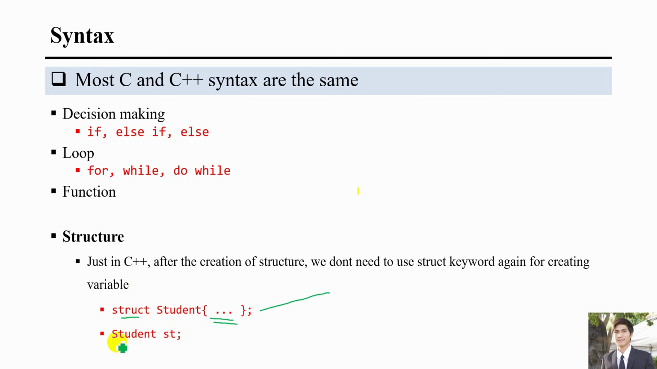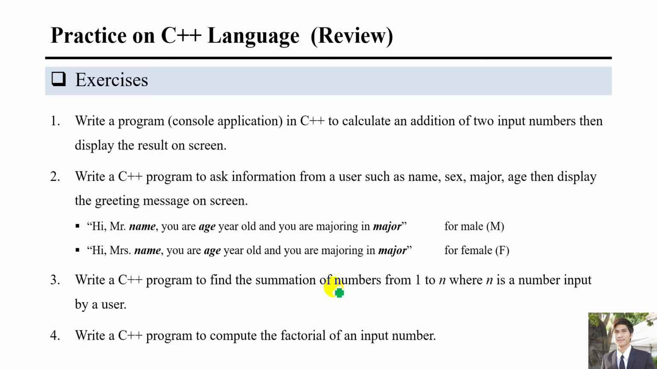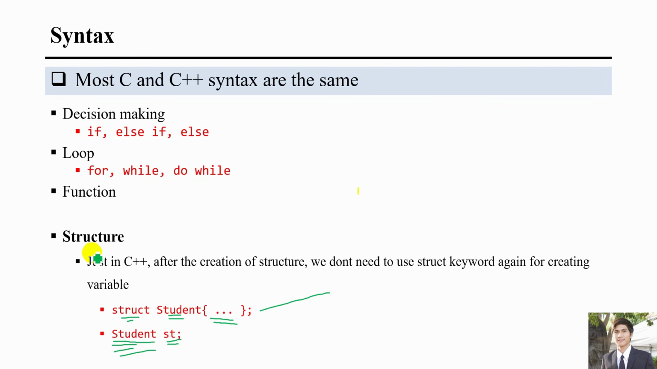But in C++, it's very convenient. You don't need to use the keyword struct again. You just put student, the name here. Let's say the name of the structure is student, and then this is the variable name that you want. Okay, so now here becomes the type of the new structure. Okay, so I will not go into detail here. You can explore yourself a little bit more and review your previous lecture on structure.